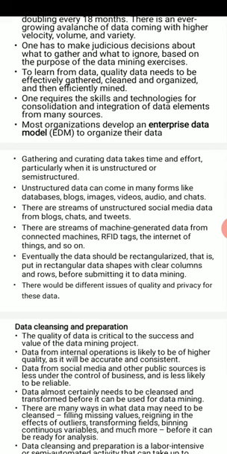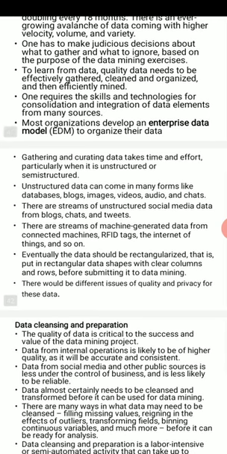Eventually the data should be rectangularized, that is, put in a rectangular shape with clear columns and rows, before submitting it to a data mine. This is required because it is a major task in any data mining project. The data should be clean and ready to use, and hence most of the time consumed in any data mining project is for the cleaning process.